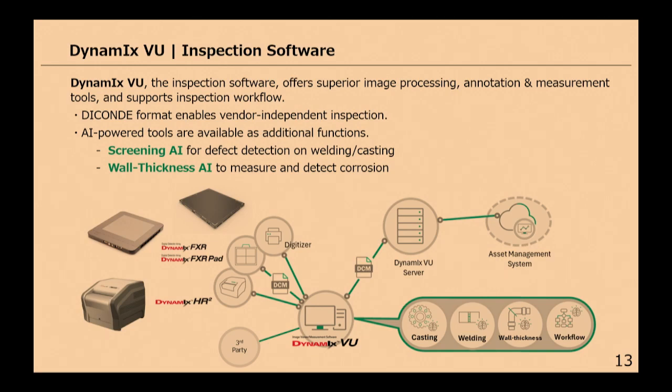Nice thing about going with the film digitizer as well is once you digitize all your film, you have that stored on a separate hard drive or on a server, or the cloud. So that's your archiving, and you could sell your film, right? The price of silver is pretty expensive. So there are companies out there that will buy the film off of you and reclaim the silver. Sometimes those film digitizers can pay for themselves really quickly. So the screening AI is going to be for welding and casting discontinuities or defect detections, and then wall thickness AI is going to be for corrosion detection.